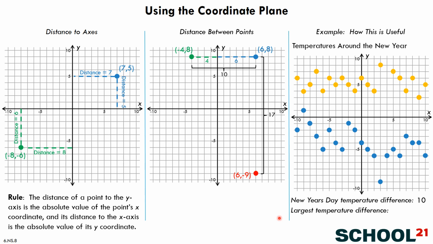What's the largest temperature difference? First, which day is it at? 3 days after New Year's Day. Good. It's the one that has the high temperature way up here and the low temperature way down here, right? Yeah. And what are the coordinates of the high temperature? Well, the y value is 9, and the x value is 3. Good.